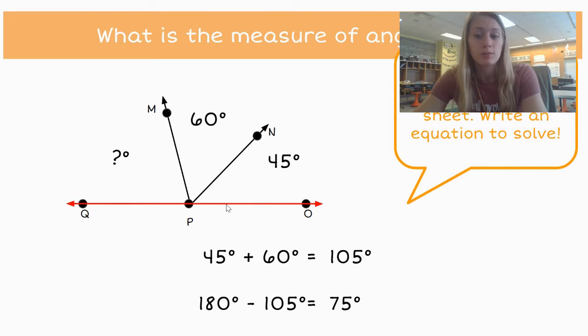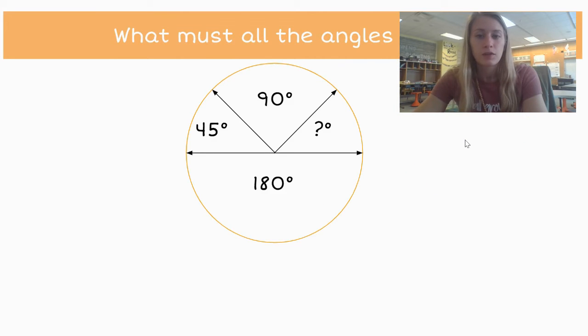Try the next 2 problems on your sheet and write an equation to solve, an equation looking like this. Now let's look at here. What must all the angles equal? If you remember how many degrees a circle has, then you'll be able to solve this equation. So what is the total degrees of a circle? If you remembered, it's 360.